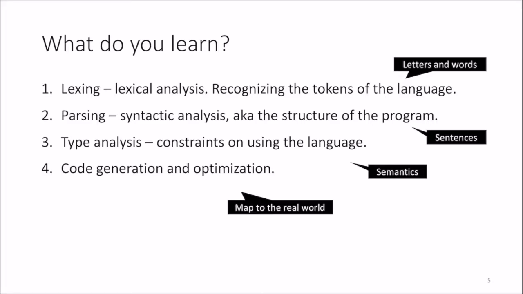And finally, code generation and optimization is similar to how language maps to the real world. So in this case, we're generating code, which is assembly language, or we take the assembly language and convert it into a binary. That's kind of the mapping of this high-level programming language to the real world of the computer.